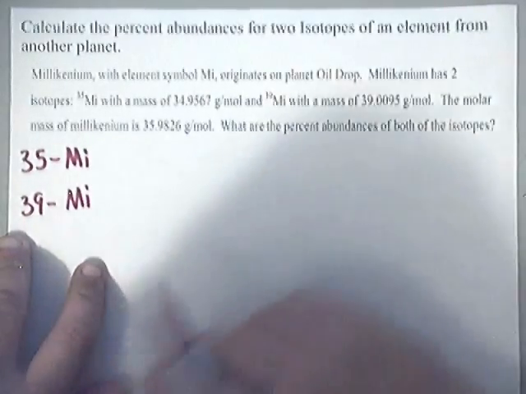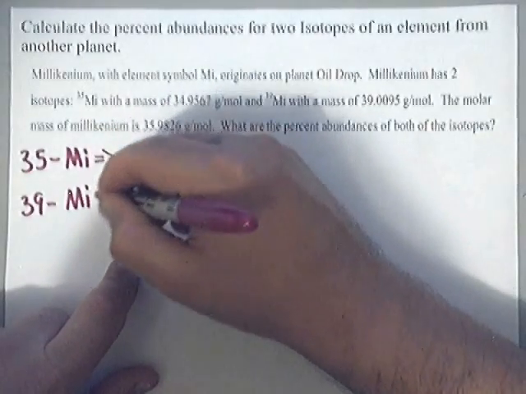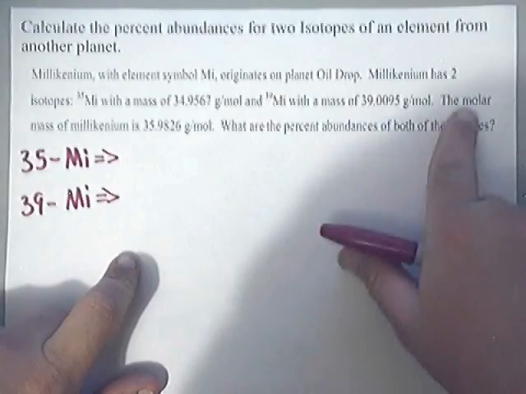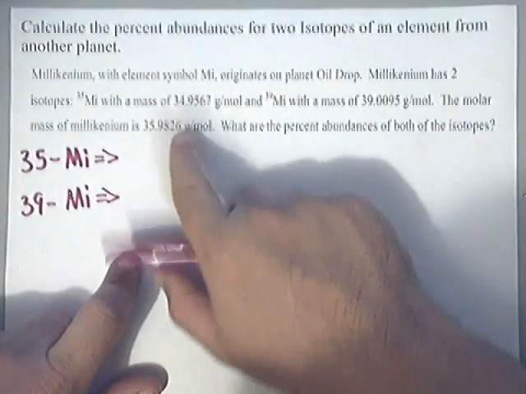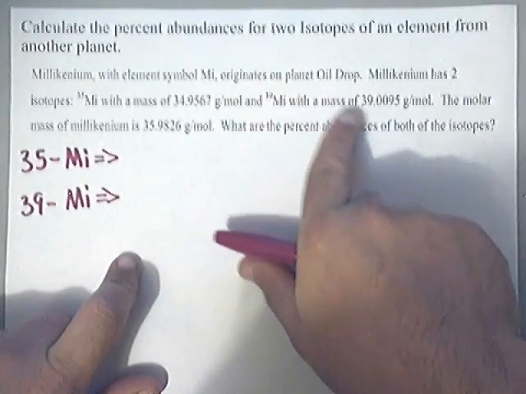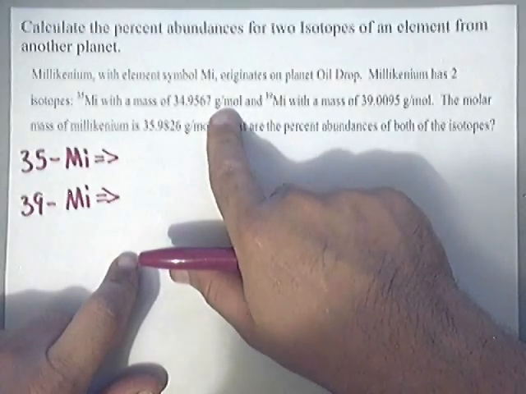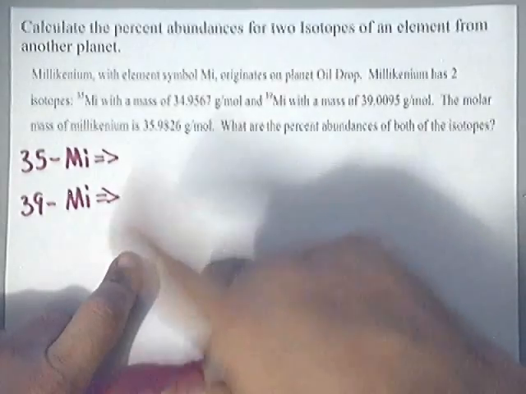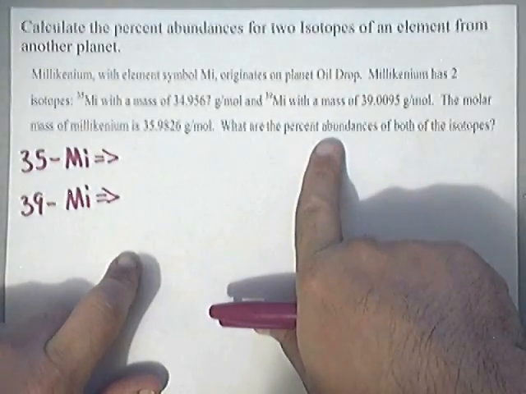We know that Mi itself has an entire total mass of 35.9826. But this number is gotten by multiplying these two other individual atomic mass units, well, excuse me, in this case grams per mole, by the percentage abundance, which we have no idea what that is, because that's what they're asking us to find.